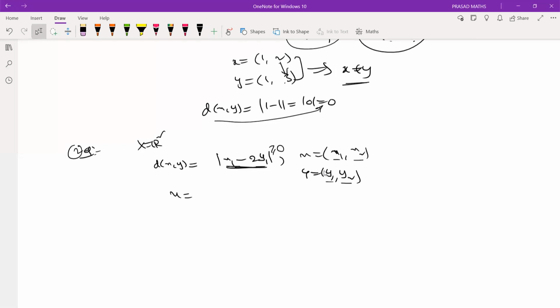But what is the problem I can expect? What is your expectation? I can take x equal to this. What is my y? Can you give me at least one element?